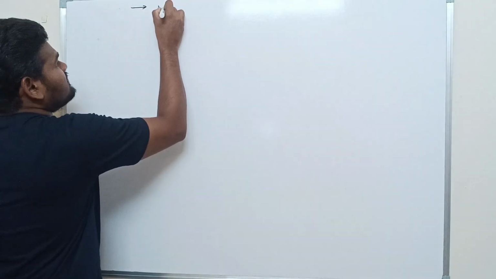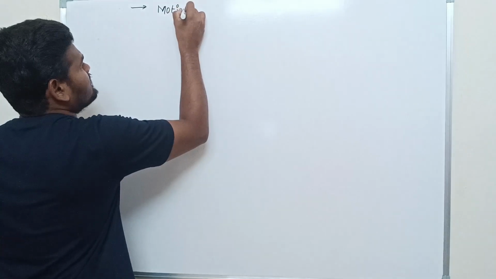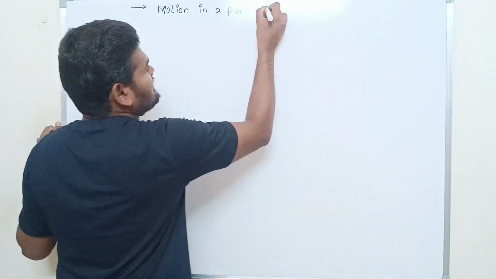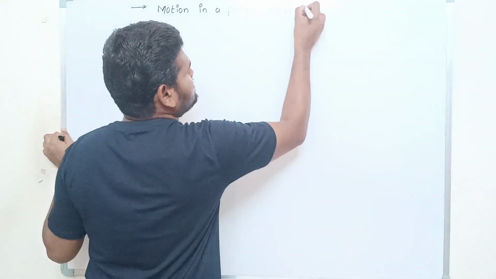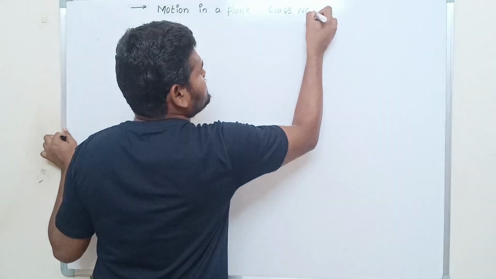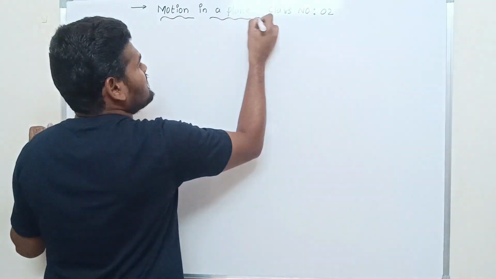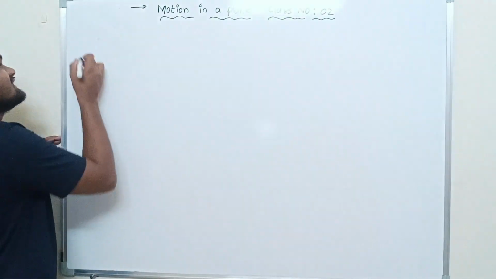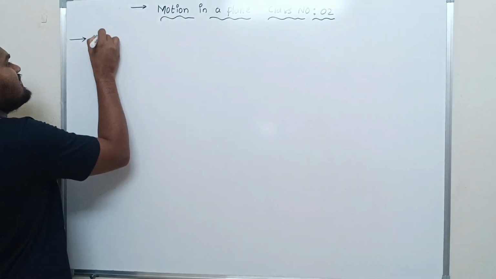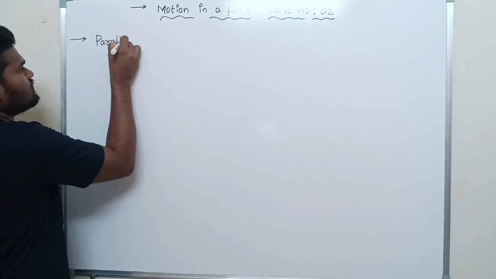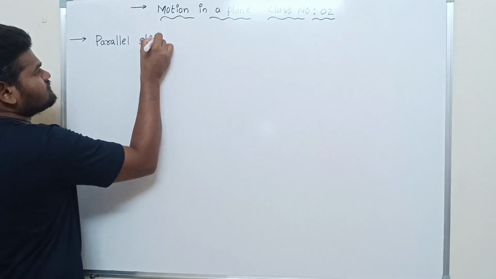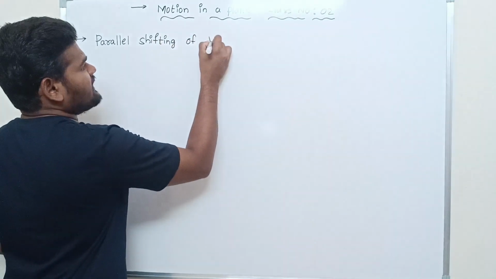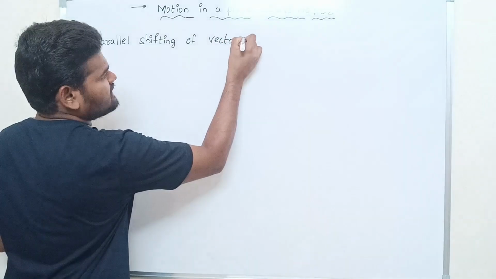What is the chapter going on? Motion in a plane, and this is class number 02. What is today's concept? Today's concept is parallel shifting of vectors.